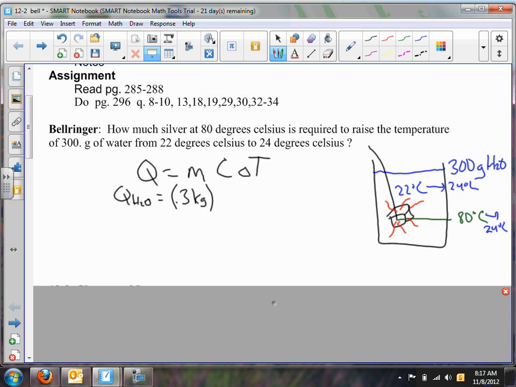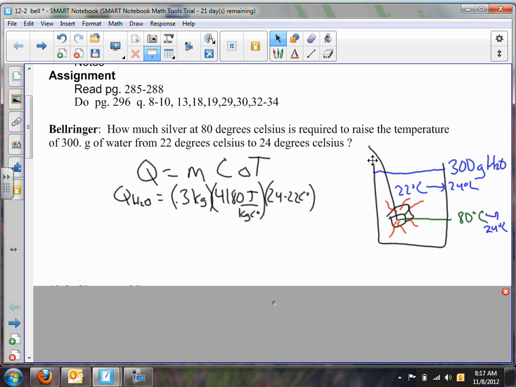and the specific heat for water is 4180 joules per kilogram Celsius degree, and the temperature change of the water, it goes from 22 up to 24, so final minus initial, 24 minus 22 would give me my change in temperature of 2 degrees. So if I multiply this all out, 0.3 times 4180 times 2 gives me 2,508 joules of heat that the water gained.